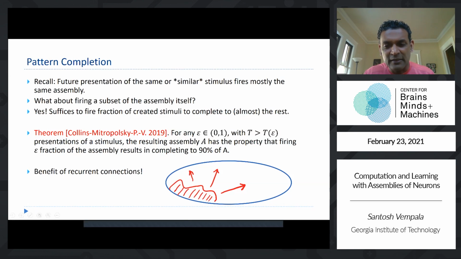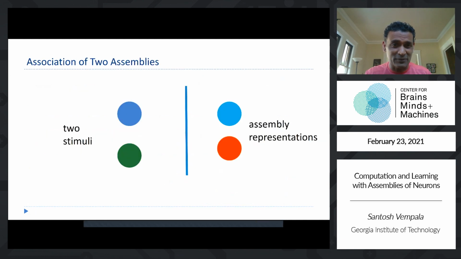Roughly speaking, assemblies are expanders because their connections internally are very strong compared to the outside world. So once you ignite a small constant fraction of them, it takes virtually no time to ignite the whole thing. So your memory is fully enabled. And this you can't do with just projections. Okay, so that was another one.